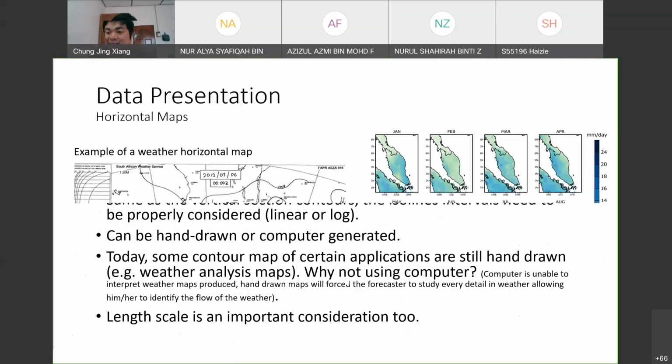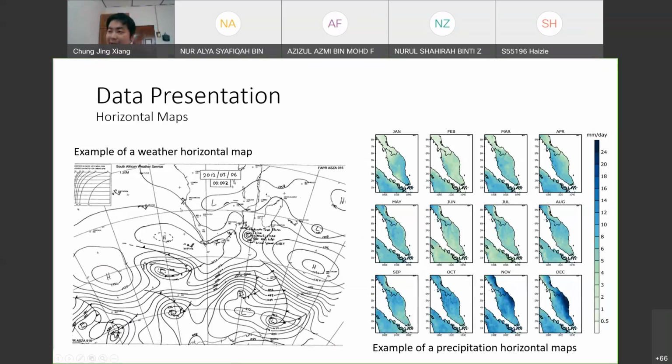These are examples of horizontal maps. This one is hand drawn, drawn by hand. This one is a computer generated map. These are examples of horizontal maps.